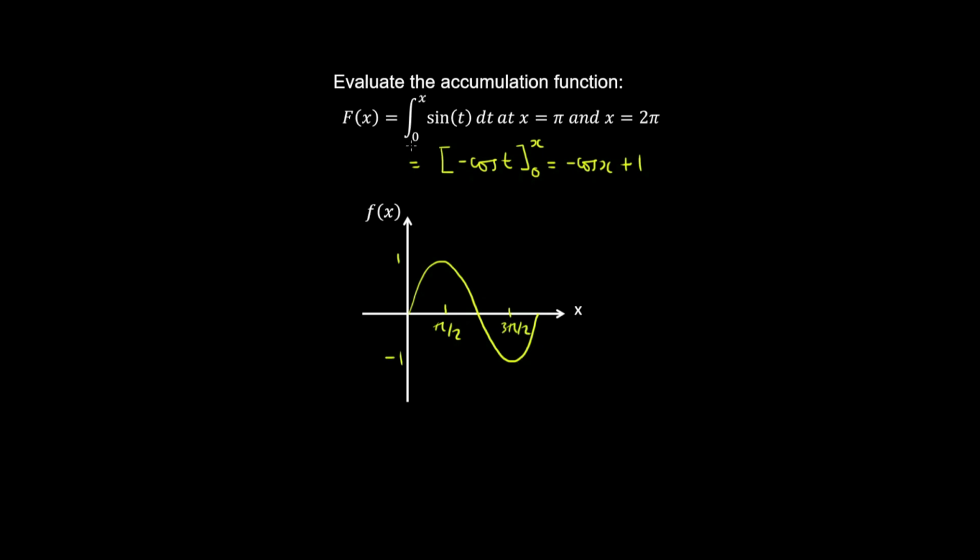And the function is accumulating the area from x equals 0 to some x over here. So at x equals pi, we have f of pi is equal to minus 1 plus 1, which is 2. And then to 2 pi, we get an accumulation of 0, because we have a positive area and an equal negative area here which cancel out.